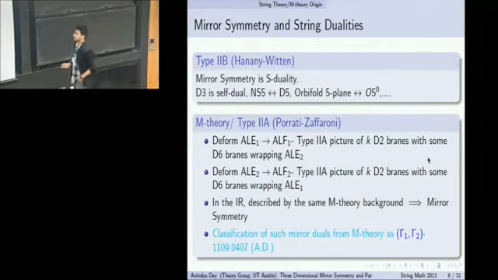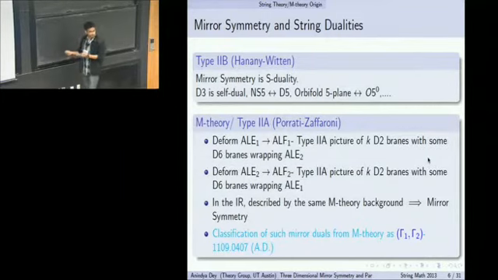In M theory, as I said, any supersymmetric gauge theory of the affine type could be understood in terms of k M2 branes probing an ALE times ALE transverse space. So now, if we think of deforming one of the ALEs to an ALF, and we descend to a type 2A picture, we have k D2 branes with some D6 branes wrapping the other ALE. Okay, so that gives you a world volume gauge theory on the D2 branes, right?